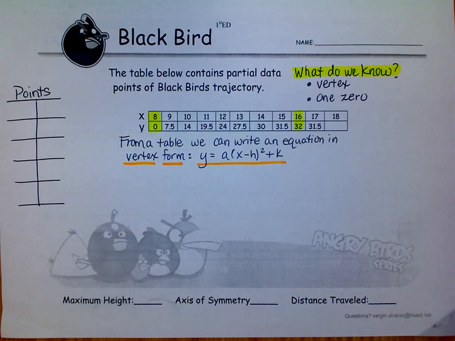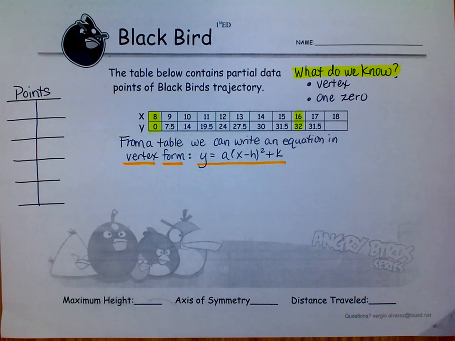Okay guys, for our fourth video, we have the blackbird. The information that we're given here is a table. The table below contains partial data points of blackbird's trajectory. So let's think about what we do know.